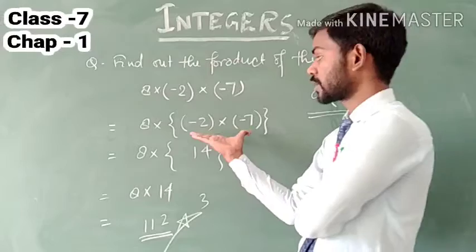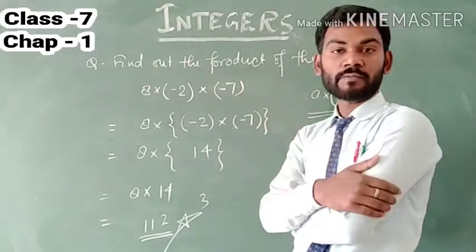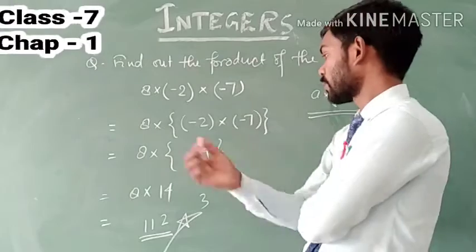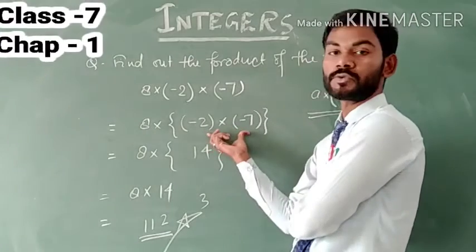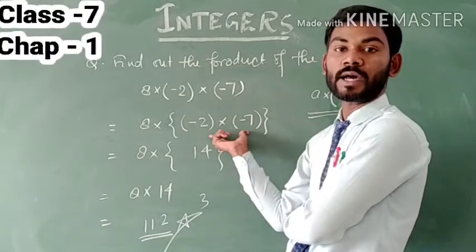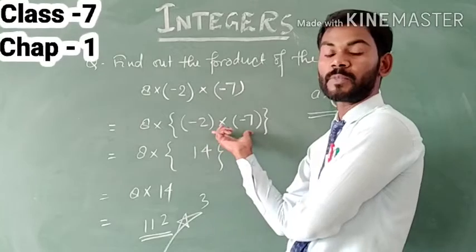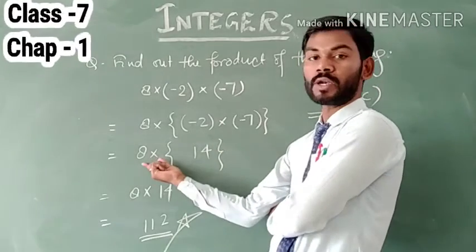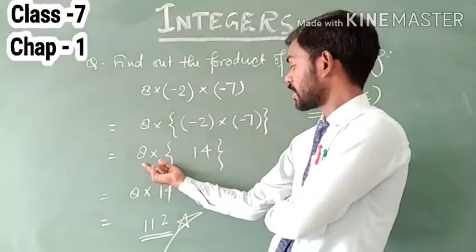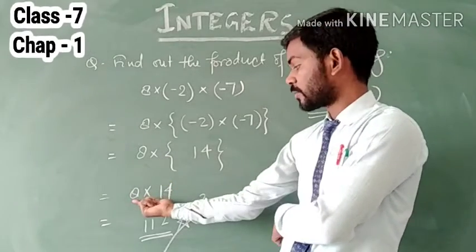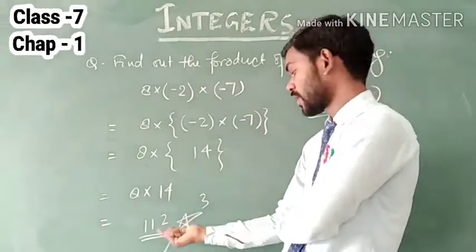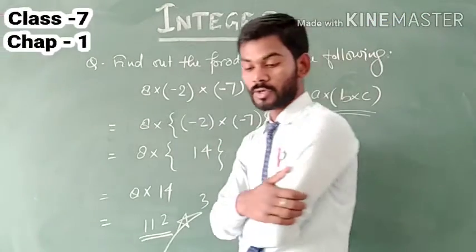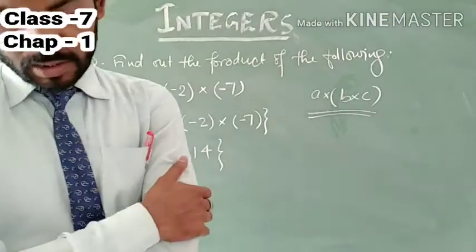Now, using the concept of BODMAS, first of all we shall solve the numbers which are given inside the bracket. So first we shall multiply these two integers. Since both integers are negative, whenever they multiply to each other they become positive, and 8 will remain as it is. Now in the next step, we shall multiply 8 by 14. We get 112, which will be the required result. So I hope this question is clear.